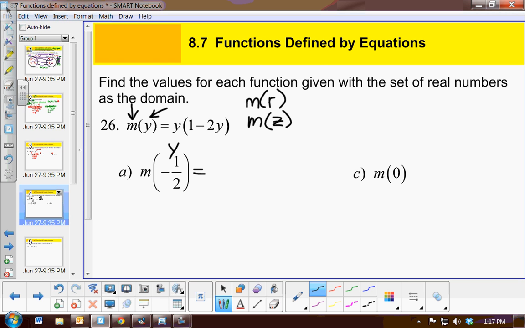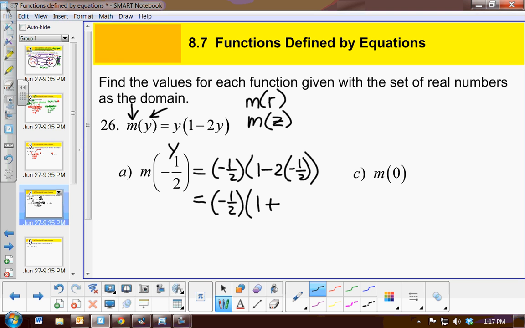So wherever I see a y, I'm going to replace it with negative 1/2. So it'd be negative 1/2 times 1 minus 2 times negative 1/2. Ooh, I'm testing order of operations. Now remember, order of operations has to do the parentheses first. So I'm going to leave this negative 1/2 alone, and I'm going to go negative times a negative is a positive, and then the 2 divided by 2 reduces to a 1, so 1 times 1 is 1.